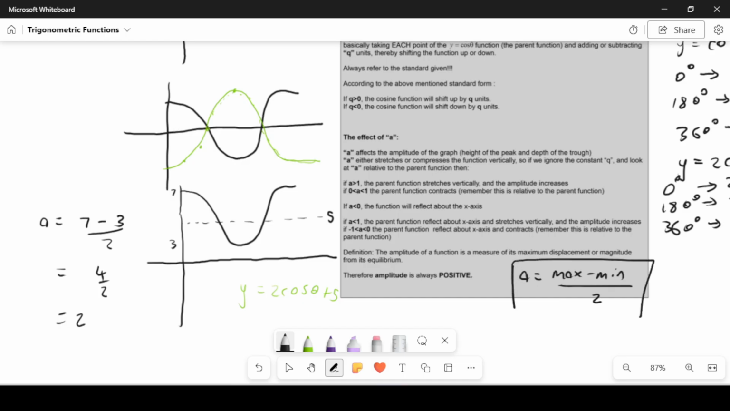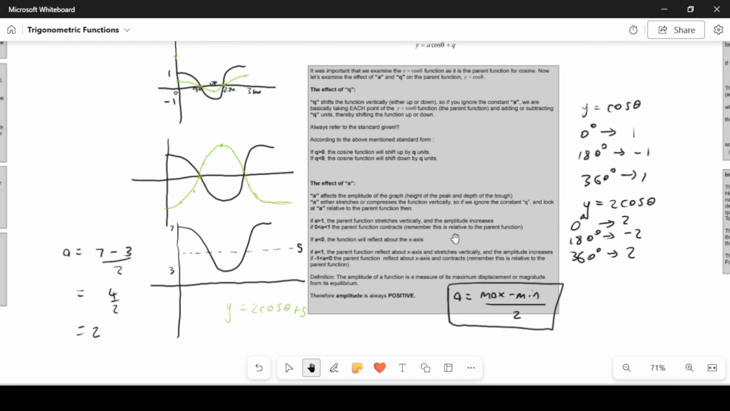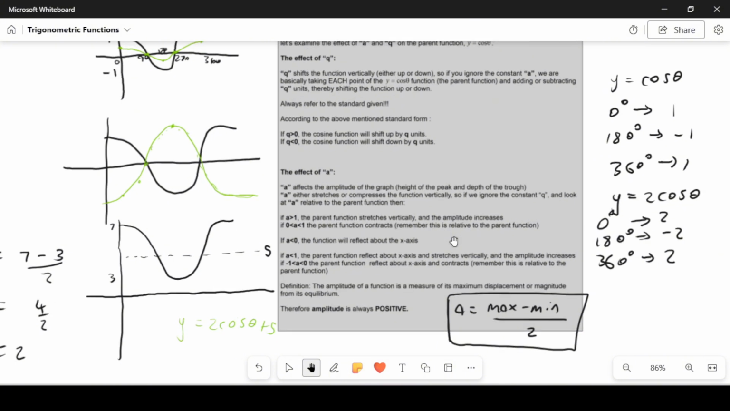That's the formula for amplitude. Okay, we will get to much more complicated examples, things that are a bit more thought-provoking. You need to think about these things deeply. But for now, you can see it'll be maximum minus the minimum, divided by 2. So yes, that's everything that we need to know there for the amplitude.